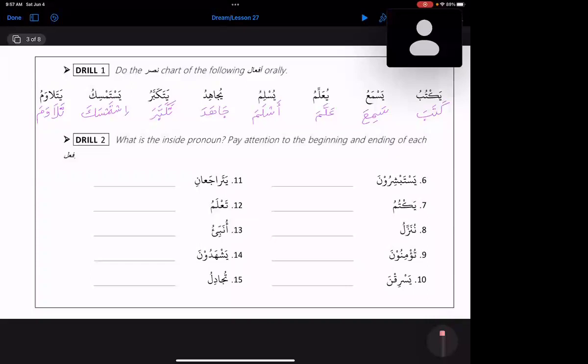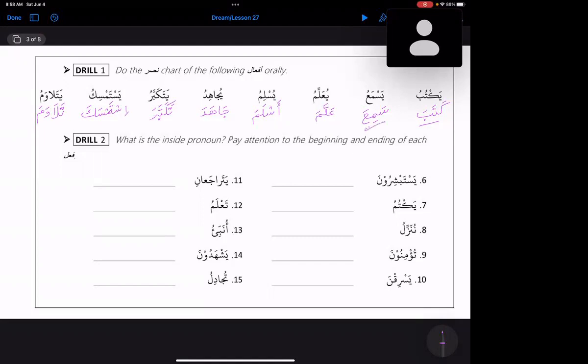Next one. Jahada, again, how many letters? Four. So yujahidu. And what does jahada mean? To struggle. Yujahidu would be he struggles or he will struggle. Okay, that's the meaning. What does kataba mean? He wrote. And even sometimes it comes as obligation, when Allah subhanahu wa ta'ala ordains or commands some responsibility on believers, this word is used, right? So this comes as obligation as well.